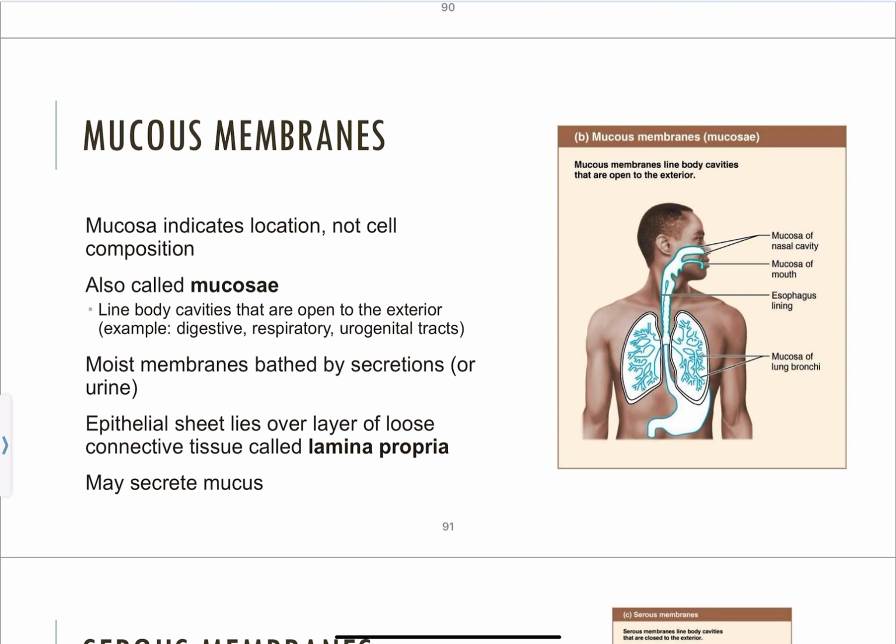And we still have our epithelial layer that's actually going to be making up the most superficial layer of these membranes. And then just deep to that, we're going to have connective tissue. The connective tissue can also be called the lamina propria and may secrete mucus. So they don't always have to secrete mucus. The key to identifying a mucous membrane is that it's lining some sort of internal cavity that's exposed to the outside environment. So everything over here highlighted in blue would contain a mucous membrane.